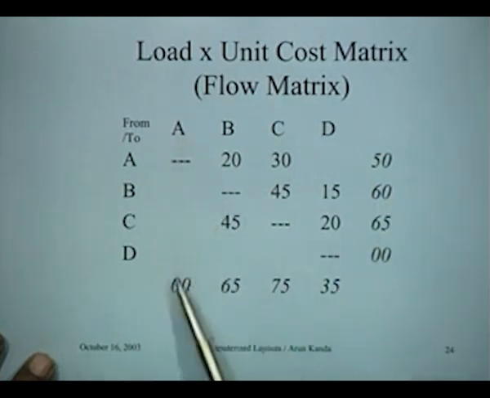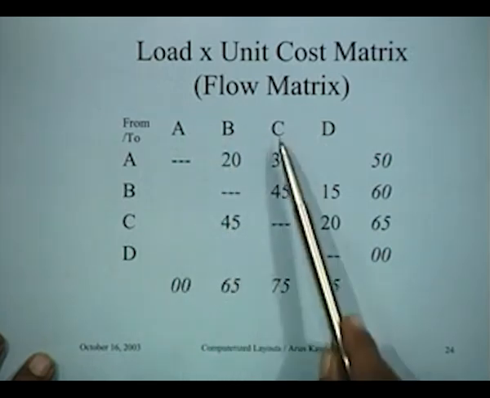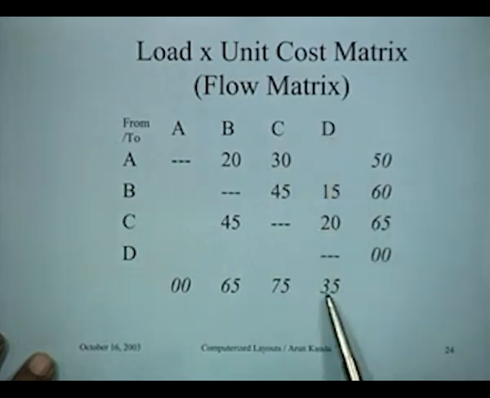And similarly, to A, nothing is coming. To B, 65 units are coming. To C, 75 units are coming. And to D, 35 units are coming.